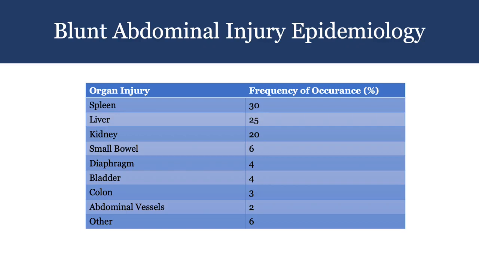So most injuries for abdominal trauma are blunt injuries, but we can have penetrating injuries. So for the blunt injuries, 30% of the times the spleen is involved, 25% of the times the liver is involved, 20% of the times we have involvement of the kidney, and abdominal vessels are less commonly involved in blunt abdominal injuries.